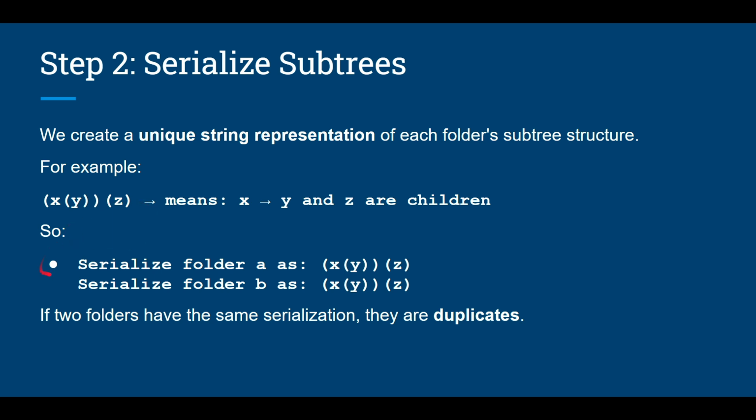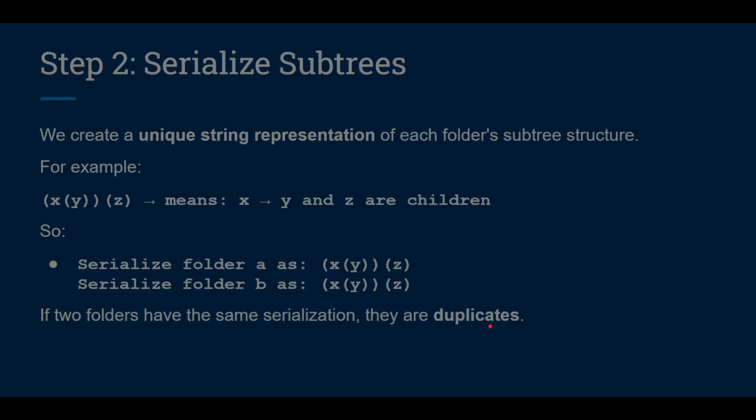So if we do the serialization, we can say serialize folder A as X, Y and Z, and B as X, Y and Z. Like this we will say it for A and B. So if two folders have the same serialization, they are duplicates, right? So you have to perform it like that.